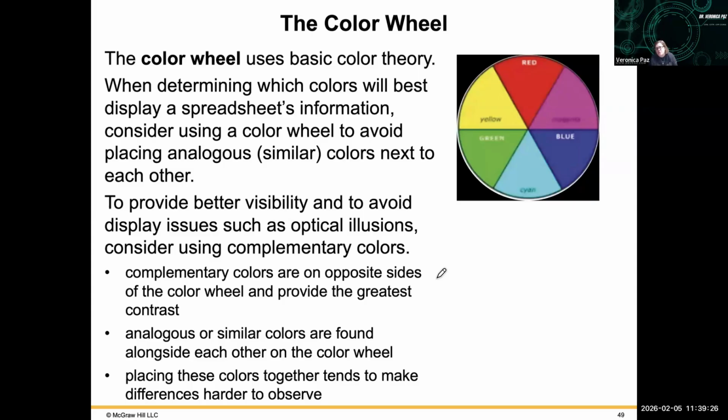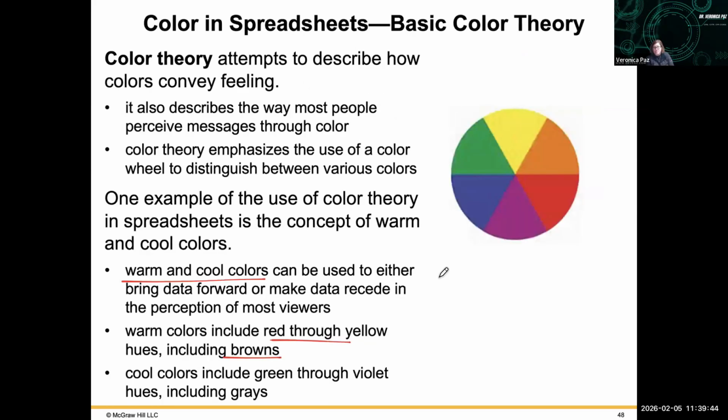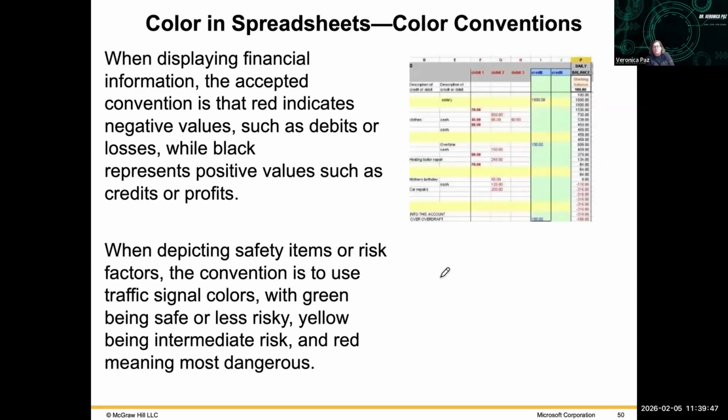So the color wheel is what uses the basic color theory, and that's just when you're trying to find the color that would best display your spreadsheet information. So you want complementary colors, and if you're on opposite sides, that would provide the greater contrast. But so there is some thought behind the colors in spreadsheets most of the time. So when you color code spreadsheets, usually when we display numbers, if it's a negative number, like you see here, we try to put it in parentheses, or in red. So red is you're losing, right? You have a loss, you're in the red.